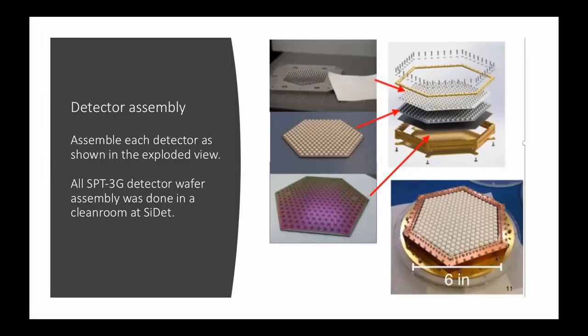And this is what we do at SciDead. We assemble these detectors, and you have to assemble this exploded view. On the bottom layer is the wafer itself. And then we put an array of lenslets on top of it, where there's a lenslet for each pixel. And then you clamp it all together very carefully.